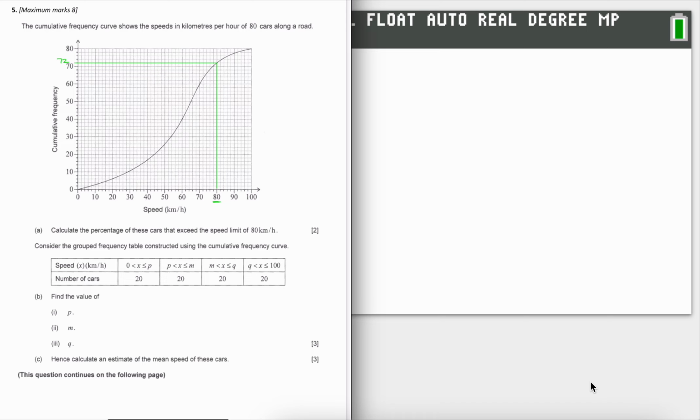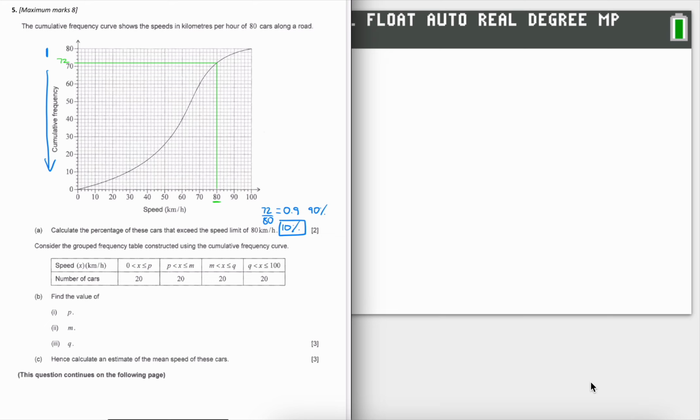So that means that there's 72 over 80, which is 90%, 0.9, so 90%. That's the amount of cars that are going under the speed limit. That's the majority, and therefore there's these 8 over 80, which is 10% that were speeding. So our answer there is 10% of the cars were speeding.